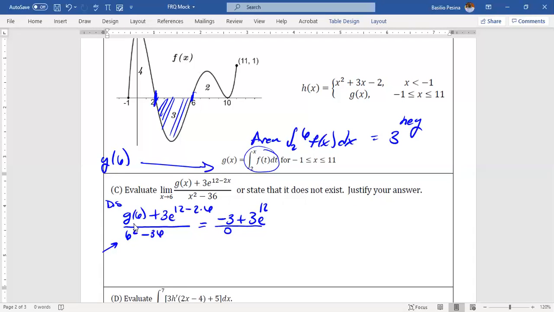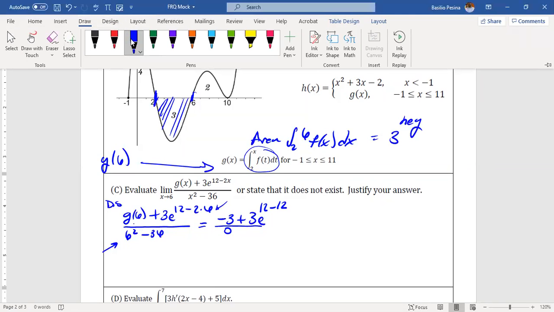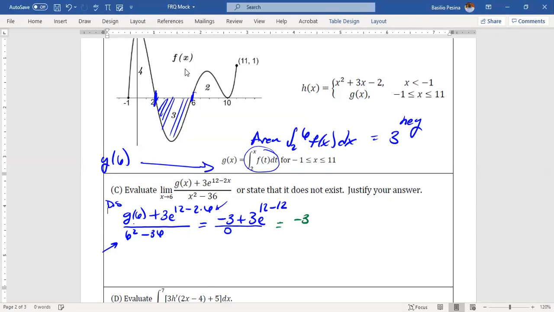And then 12 minus 2 times 6 is 12, because 2 times 6 is 12. Okay, so a little bit of algebra here. -3 plus 3e raised to 0, because 12 and 12 subtracted is 0, divided by 0. And then we have -3 plus 3. So I got 0 over 0. Okay, so my limit is in this indeterminate form.